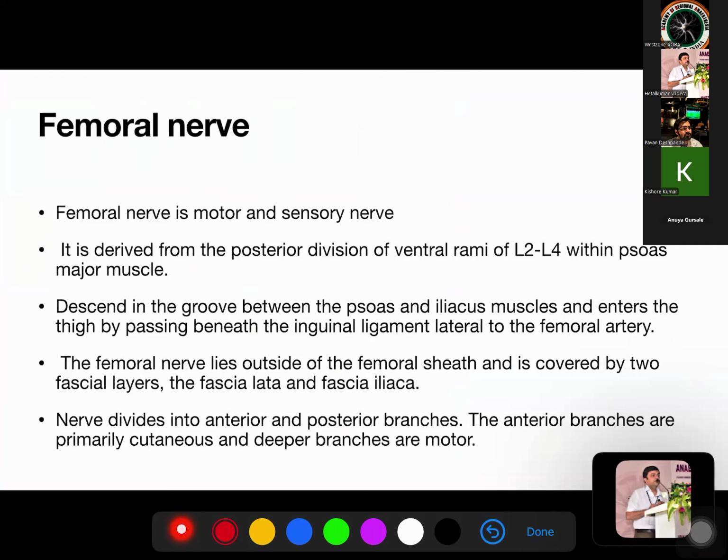Coming to the femoral nerve, it is a motor and sensory nerve. It is derived from the posterior division of the ventral rami of L2 to L4 within the psoas major muscle, descends into the groove between the psoas and iliacus muscle, and enters the thigh by passing beneath the inguinal ligament, lateral to the femoral artery. The femoral nerve lies outside the femoral sheath and is covered by two fascias, the fascia lata and fascia iliaca. The nerve divides into anterior and posterior branches. The anterior branches are primarily cutaneous, and the deeper branches are motor.